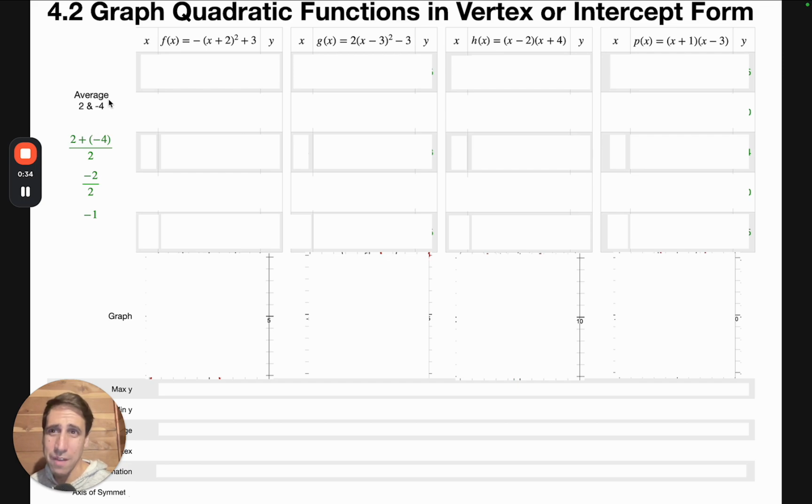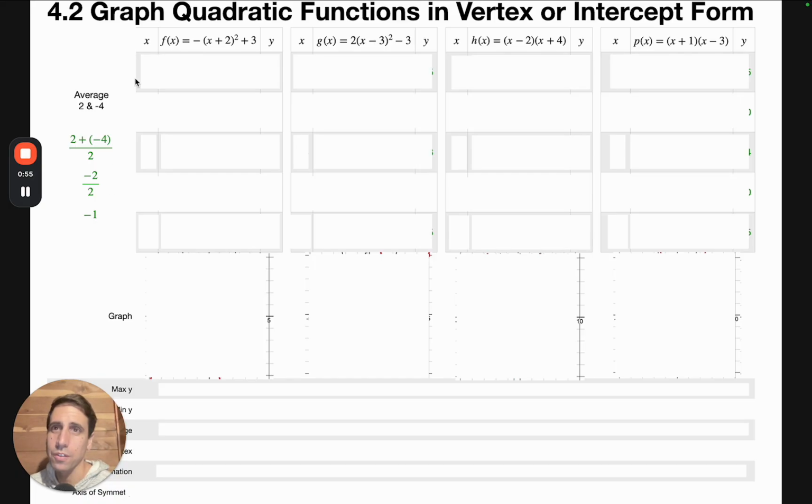What does it mean to take the average of something? When you average two numbers, you add them up and then divide by 2. So the average of 2 and negative 4, you add them up, you get negative 2, and you divide by 2 to get negative 1. Negative 1 is the number that's halfway in between both of those numbers when you plot them on the number line. So we're going to need that skill today.